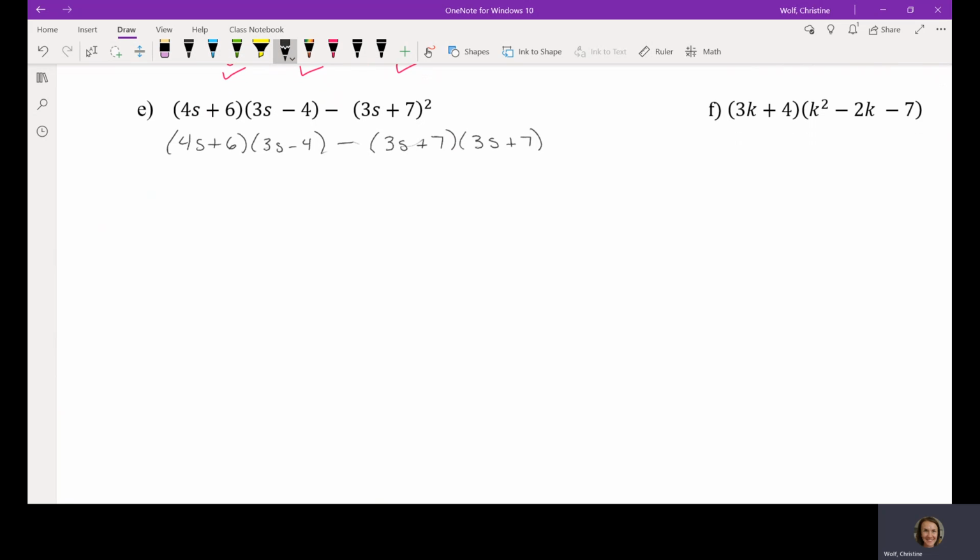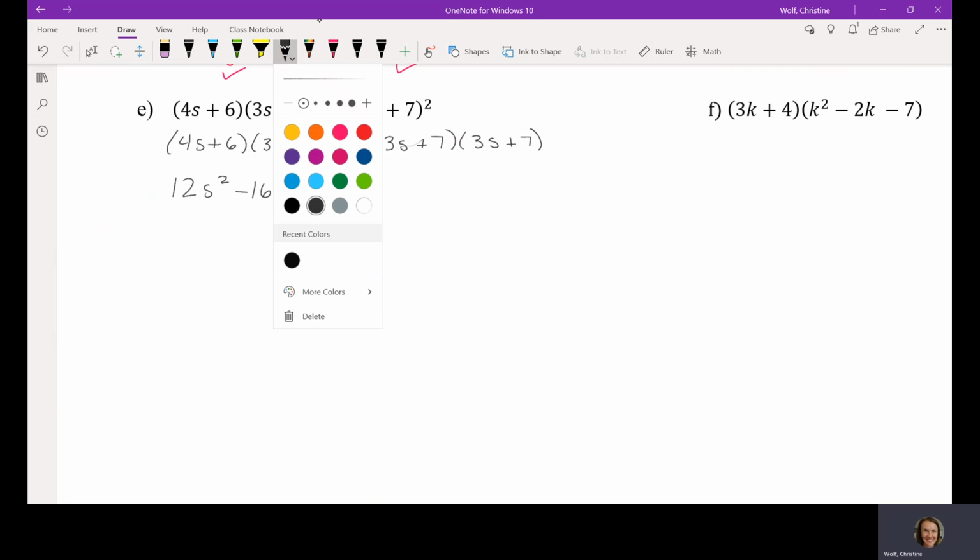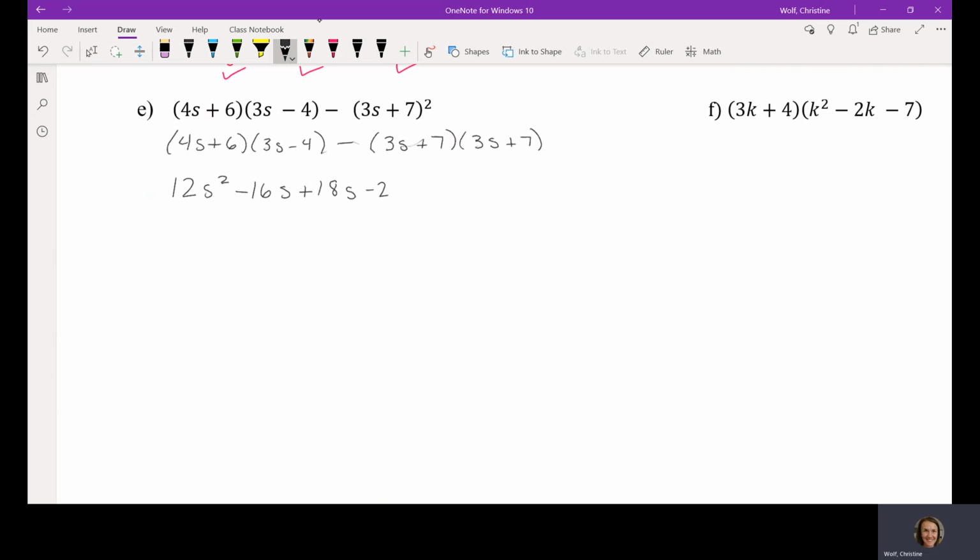So when I multiply these first two binomials out here, 4s times 3s is 12s squared. 4s times negative 4 is negative 16s. 6 times 3s is positive 18s. And 6 times negative 4 is negative 24. So that's the multiplication of the first two binomials.